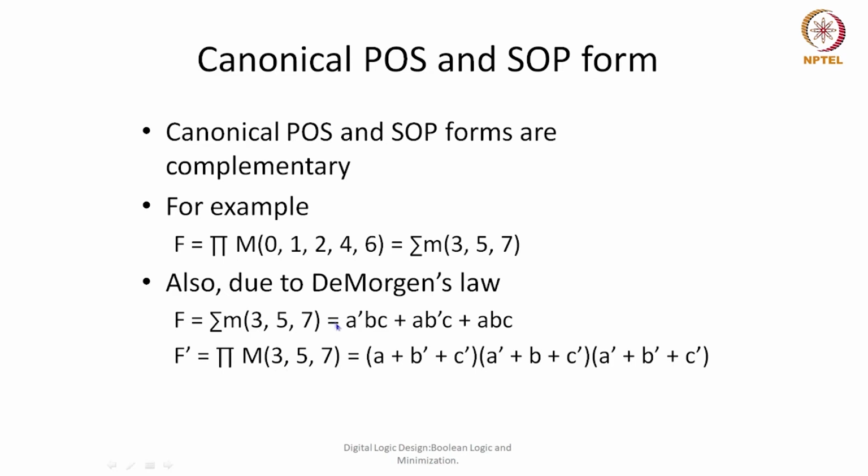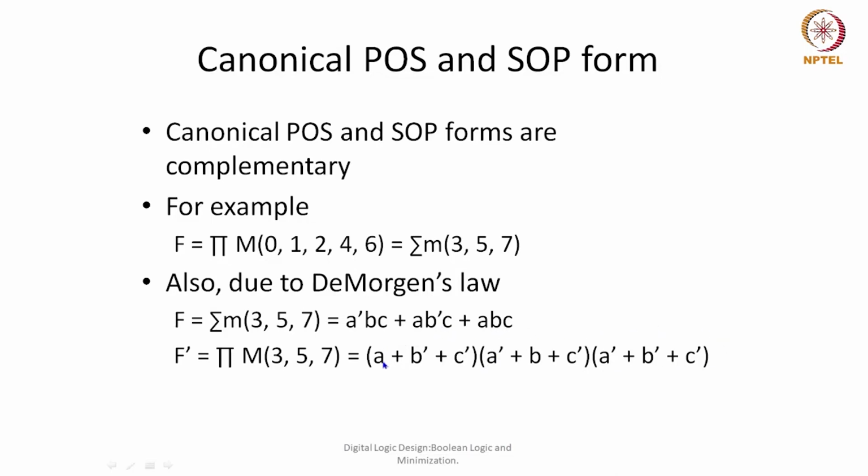We can look at this algebraically also. If I want to write the sum of 3, 5, 7, it would be written as a dash b c plus a b dash c plus a b c. Now if I apply De Morgan's law, what it says is that every product will become a sum and every sum will become a product, and the polarity of each variable is inverted. So a dash becomes a, b becomes b dash, c becomes c dash, and all the product terms become sum terms.